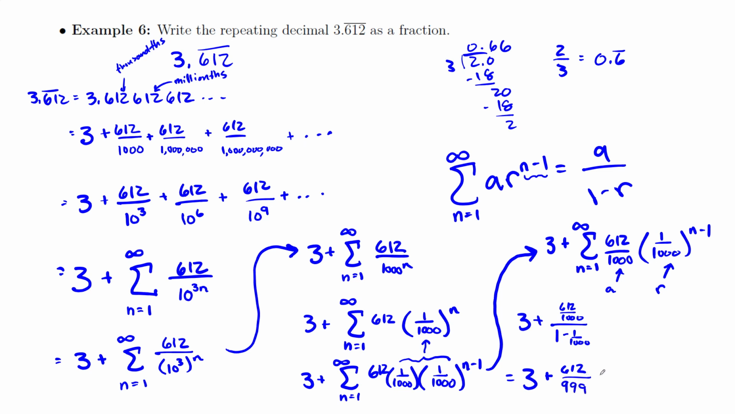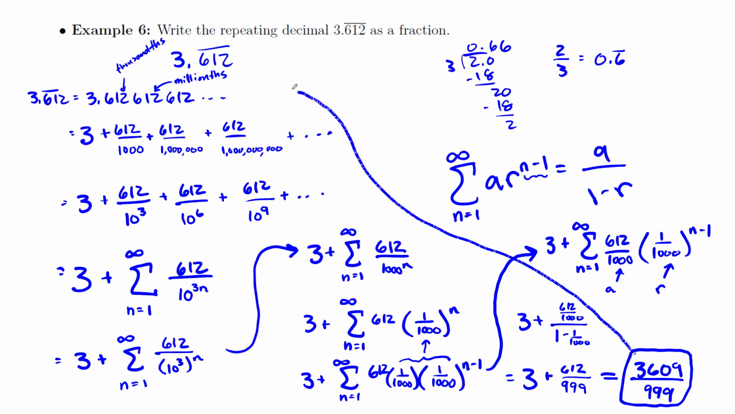And so after getting common denominators, I apologize for running out of room, but I'll leave the rest of the fraction work to you. I get this awful number, or beautiful number, depending on your perspective, of 3,609 over 999. That is the fraction representation of the infinite repeating decimal 3.612 with a bar over it.